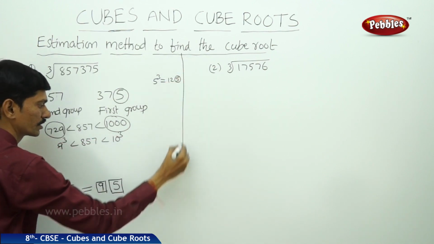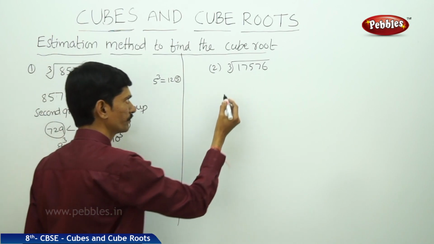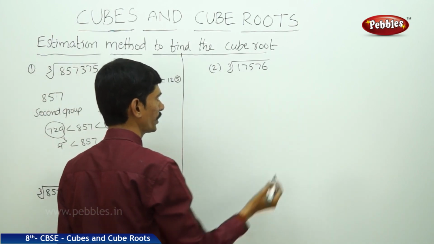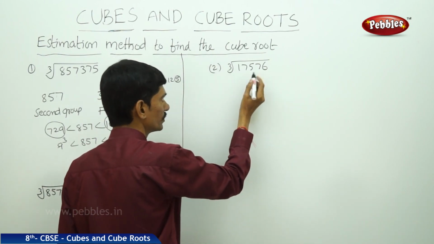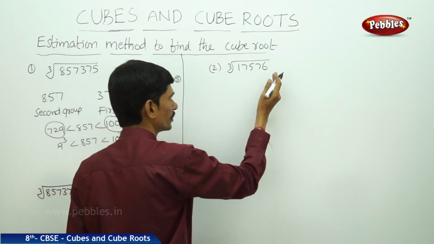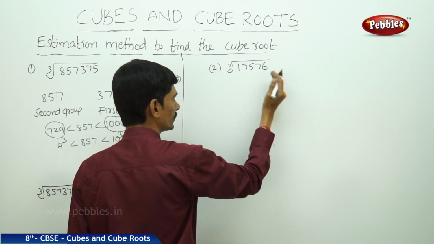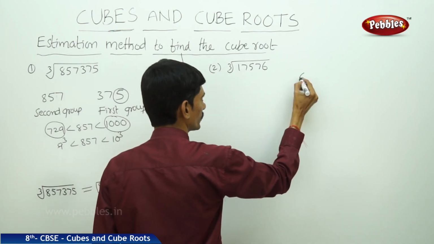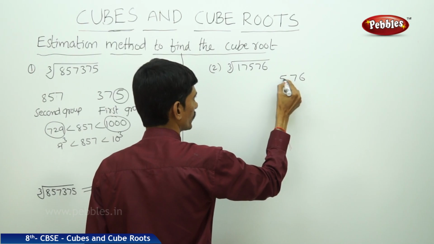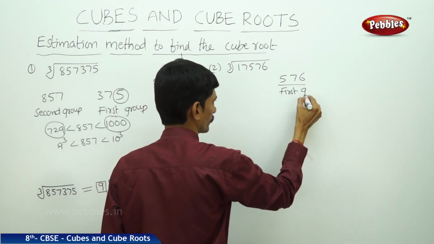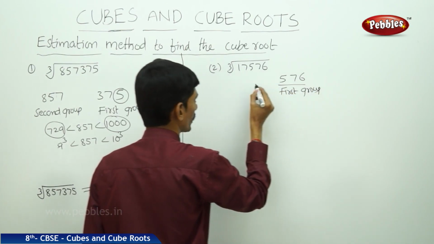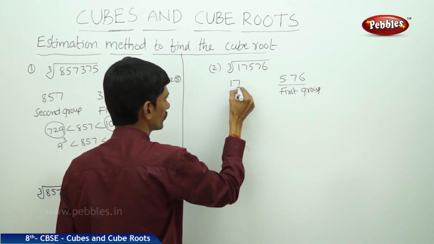Now consider the next second question. We have to find the cube root of 17,576. So for that, divide the given number into two groups starting from the units place. 6, 7, 5, this is the first group, and the remaining digits 17, this is the second group.